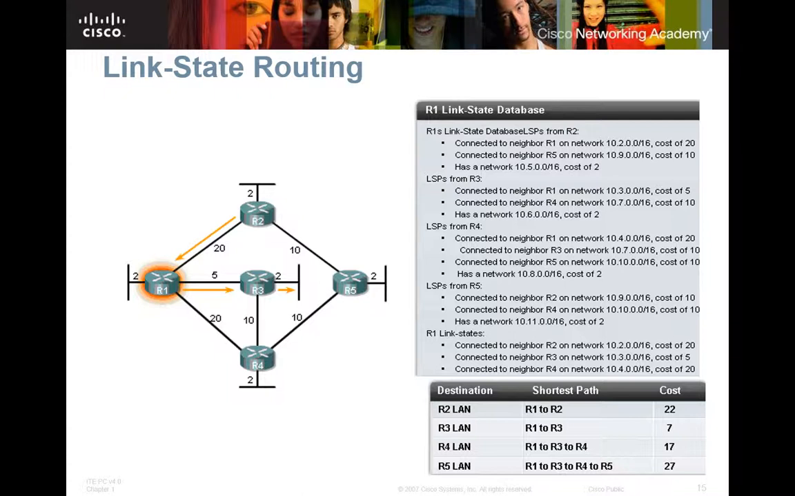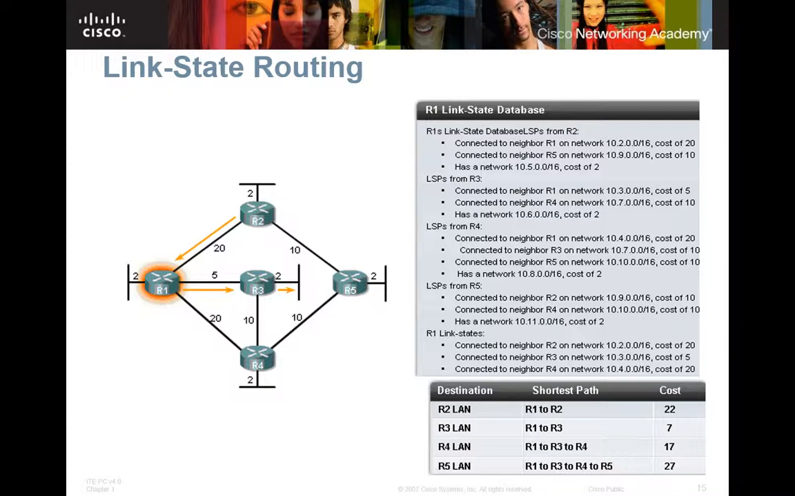For example, from R1, if I'm trying to reach the R2 LAN, it's going to go through R1 to R2. The shortest path will be 22. So if I'm coming up here, coming to here, then you've got the 20 and the 2, right? You following along with that? So any computer that was trying to get to this router will have a metric of 22. If I'm on R1 and I'm trying to get to R3, what do I have? I have the 5 here and then the second 2 to get into that. Does that make sense now?